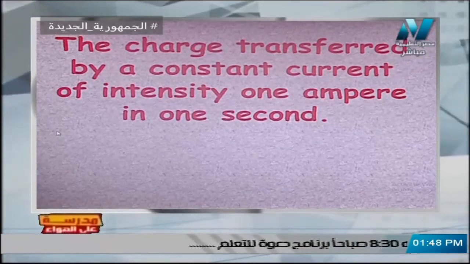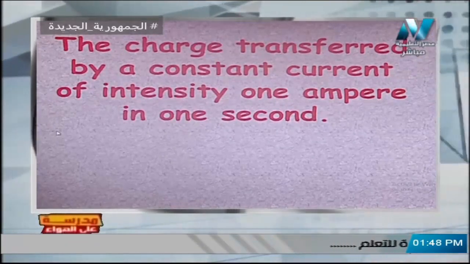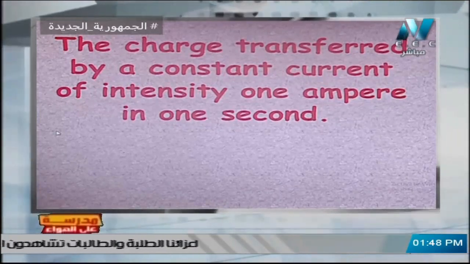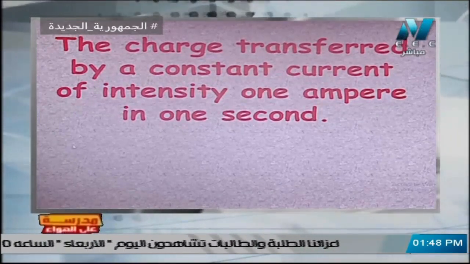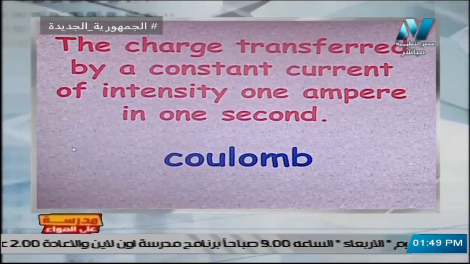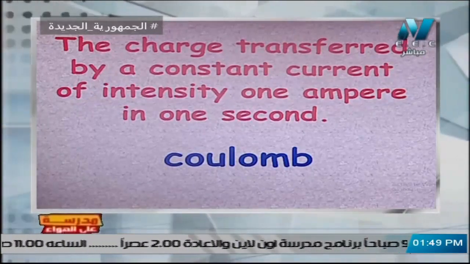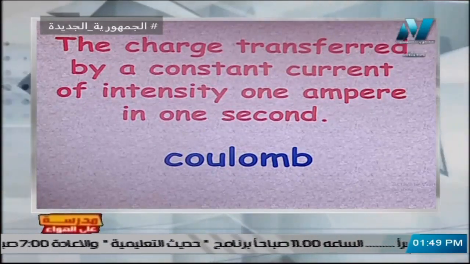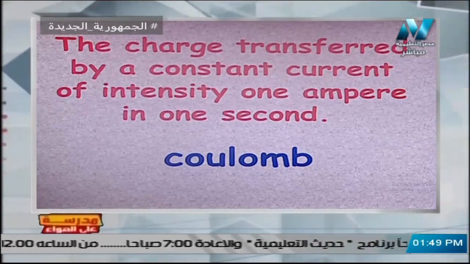The charge transferred by a constant current of intensity of 1 ampere in 1 second. We said this question a little while ago in a different form. Q over T gives coulomb. 1 ampere in 1 second equals 1 coulomb.